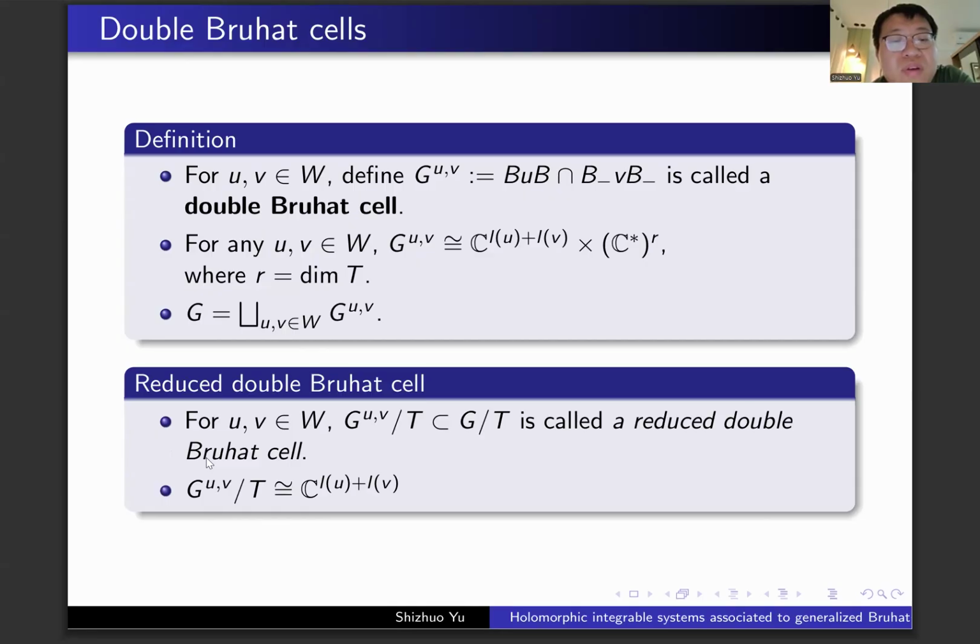And now we introduce the notion of the double Bruhat cells. For arbitrary two given Weyl group elements u and v, we define G^{u,v}, which is BuB intersected with B⁻vB⁻, as the so-called double Bruhat cell. And what is the structure of G^{u,v}?